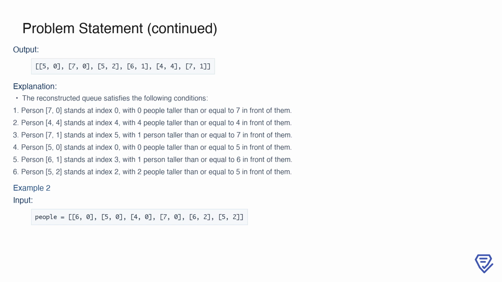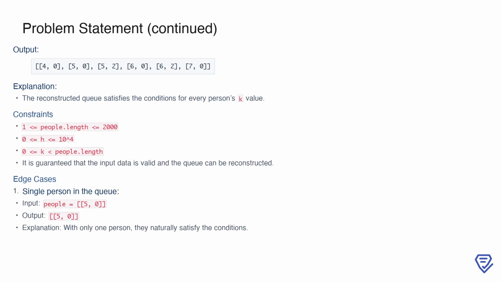Let's now consider the constraints of the problem and explore special cases. The problem has a few important constraints. First, the number of people in the input list is between 1 and 2,000. The height of any person can range from 0 up to 10,000, and each k value is always less than the total number of people in the list. These constraints ensure that the input data is valid and guarantees that the queue can always be reconstructed.